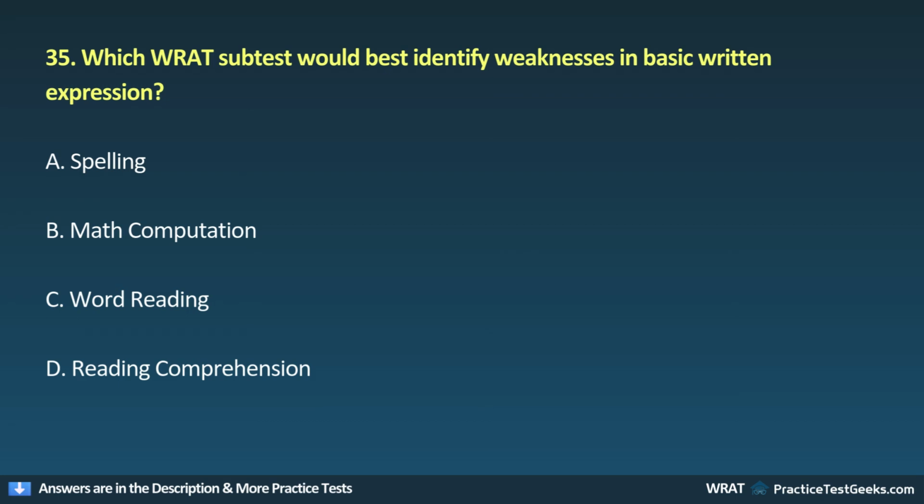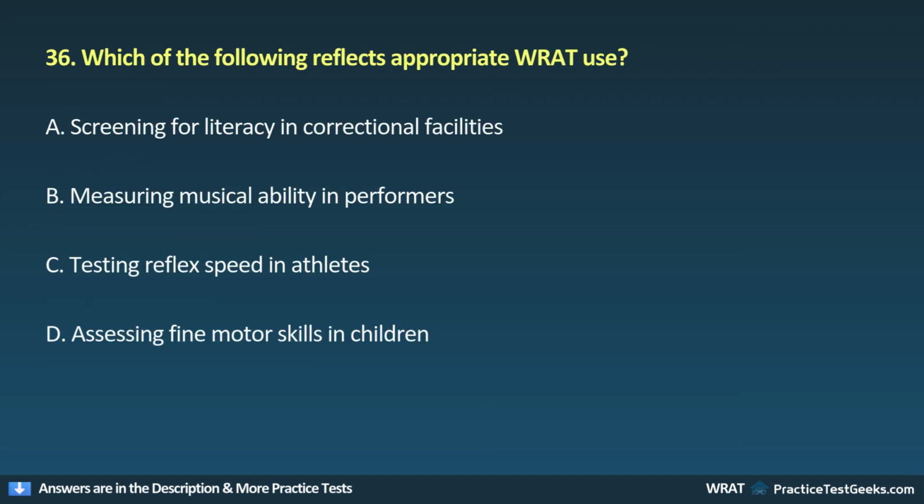35. Which WRAT subtest would best identify weaknesses in basic written expression? A. Spelling. B. Math computation. C. Word reading. D. Reading comprehension.